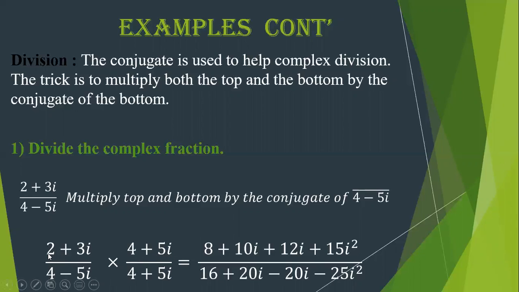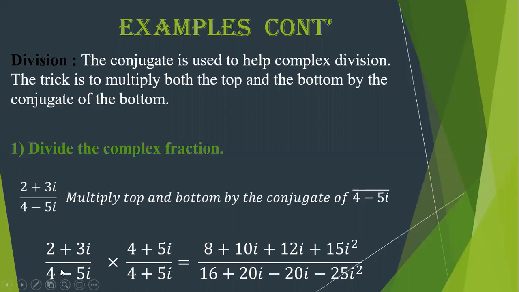Now let's multiply. 2 times 4 is 8. 2 times 5i is 10i. 3i times 4 is 12i. 3i times 5i is 15i squared.